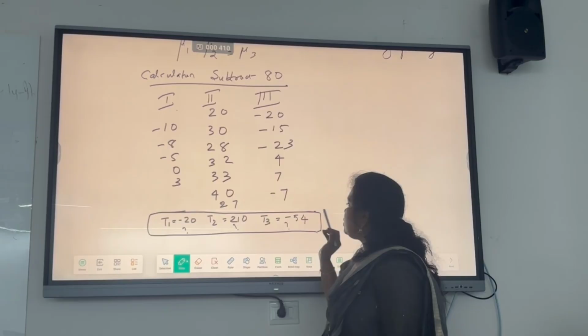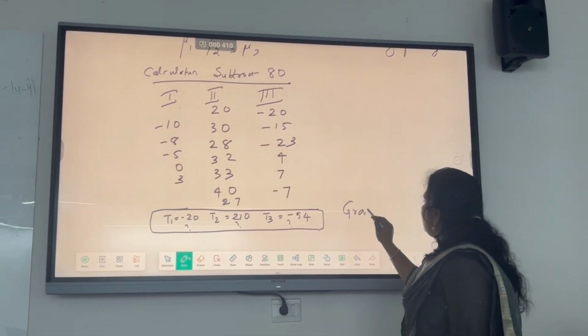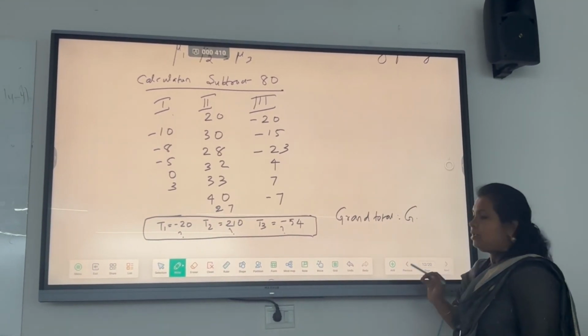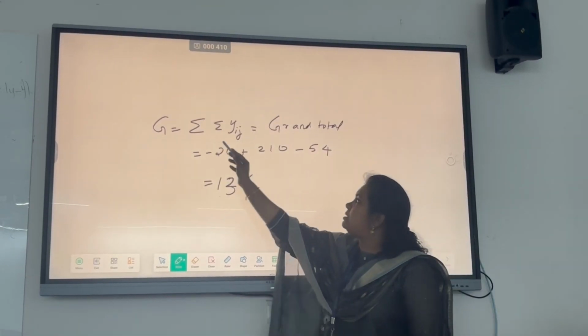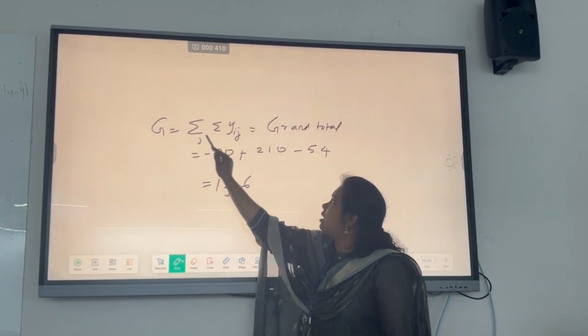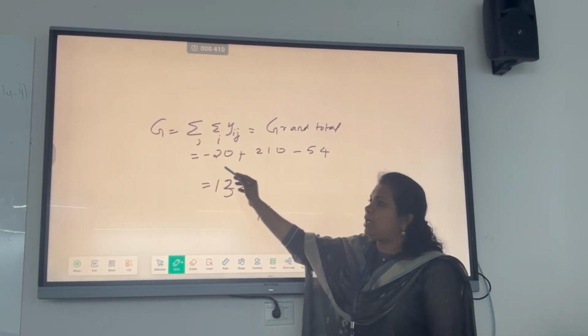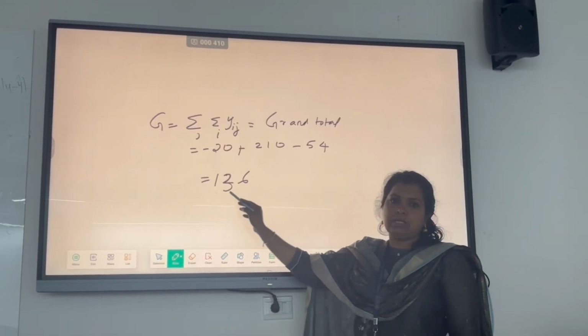So these 3 values we are going to use to calculate the grand total. What is the grand total? That means G we are going to calculate. So next one is G. G is denoted by the double summation over j, double summation over i, Yij, which is the grand total. So we have to add all the terms here, which gives 136.